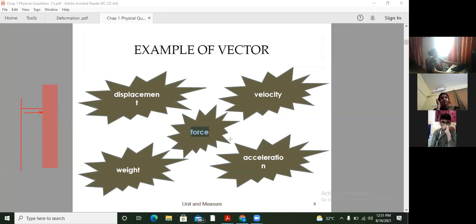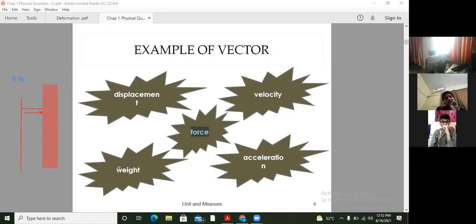So force is a vector quantity. Okay. Suppose I am applying a force of 5 Newton. So 5 Newton is a magnitude and I am directing the direction as well. So this is a vector because it has magnitude as well as direction.